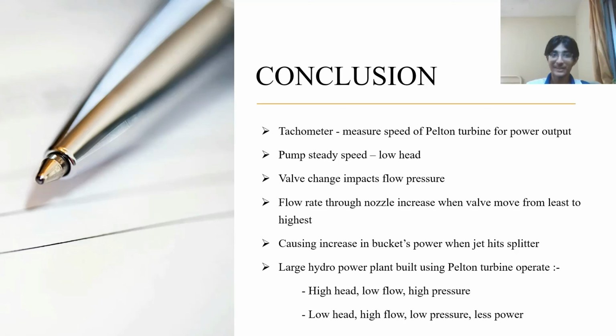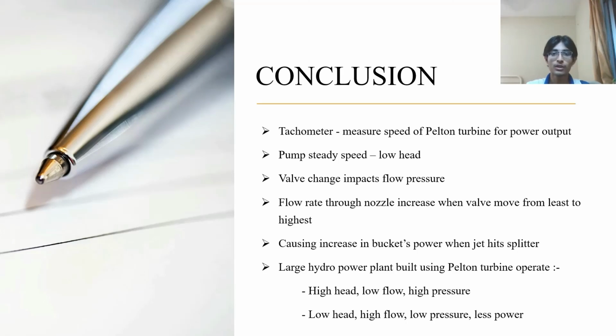So a tachometer was used to measure the speed of a Pelton turbine during an experiment to determine its power output. So due to a pump operating at a steady speed, the examination found that there was a low head. The valve change had a small impact on the flow pressure. The flow through the nozzle was manipulated, but the pressure when the jet hits the bucket could easily fluctuate, but energy created was not enough on wheel.